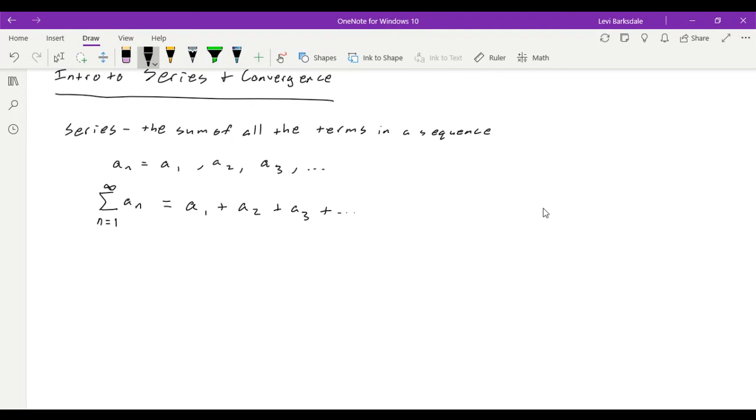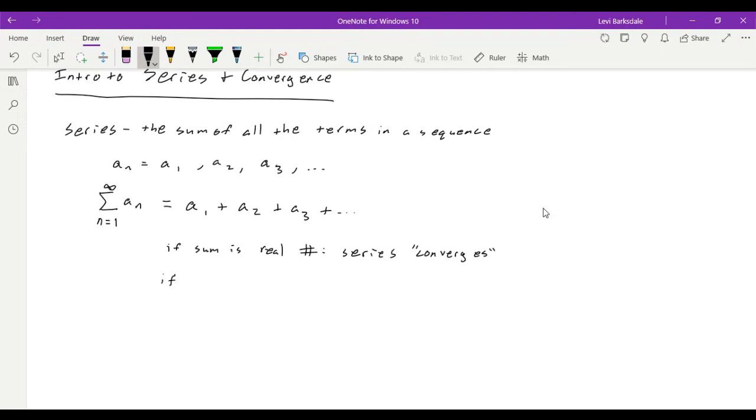And usually it's pretty hard to find the exact sum of a series. It's not impossible, especially depending on the form of your series. So there are certain types of series where you can find the exact sum. A lot of the time, we're actually concerned not with the exact sum, but whether or not this sum is even a real number. So we can say that if this sum is a real number, then we say that the series converges.